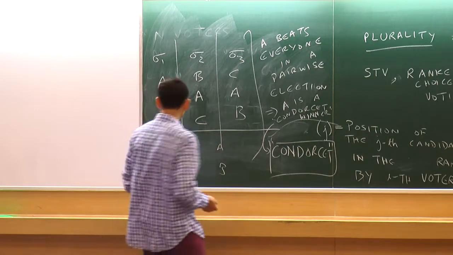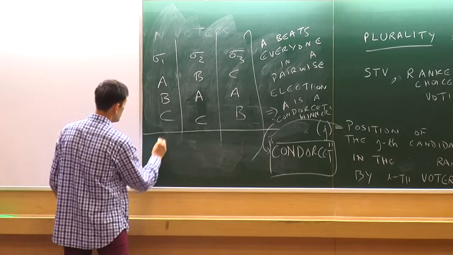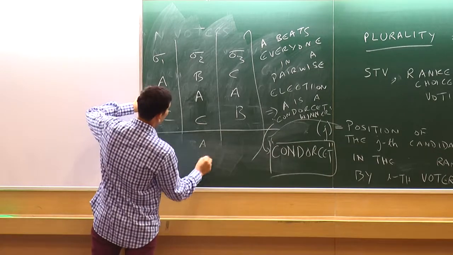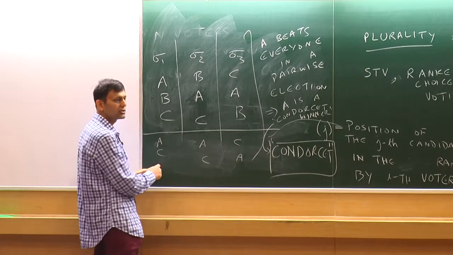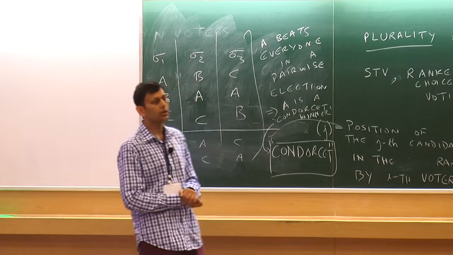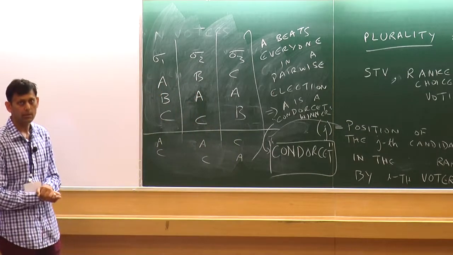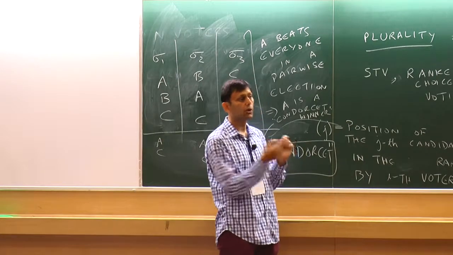So let's also see C. In terms of C, A beats C in the first one, A beats C in the second one, and C beats A in the third one. So the score of A against C is also 2:1. So A is the Condorcet winner. Thank you. So you have to verify. To make sure that someone is a Condorcet winner, you have to go and check against all 3.